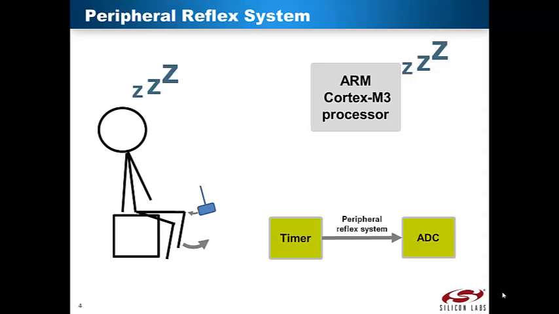EFM32 microcontrollers feature a wide selection of low-energy peripherals. Each peripheral is designed to operate autonomously, so the CPU core can be put to sleep while the peripherals perform their tasks. To let the CPU spend even more time in sleep, the Peripheral Reflex System enables one peripheral to trigger an action on another peripheral without involving the CPU.